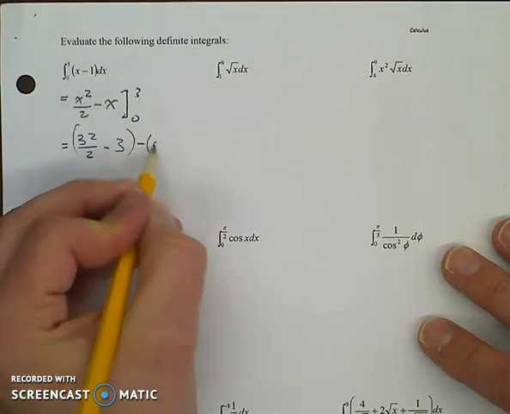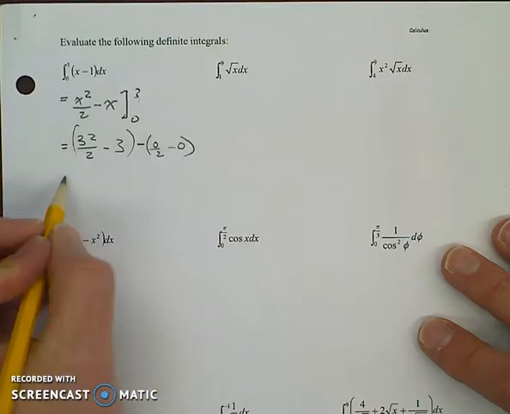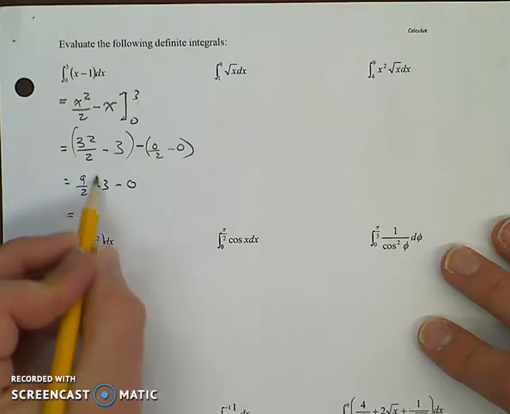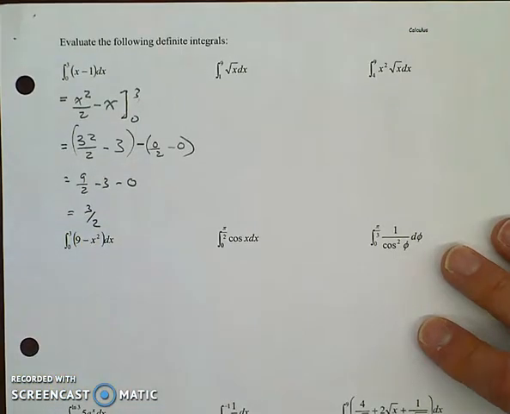minus 0 over 2 minus 0. So we're going to get 9 over 2 minus 3 minus 0, and you are going to put that over 2 and get 3 halves. And done.